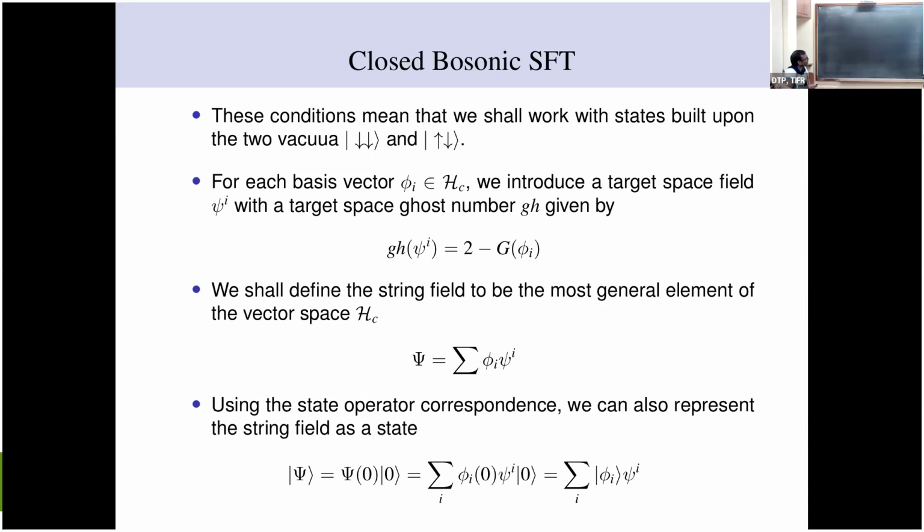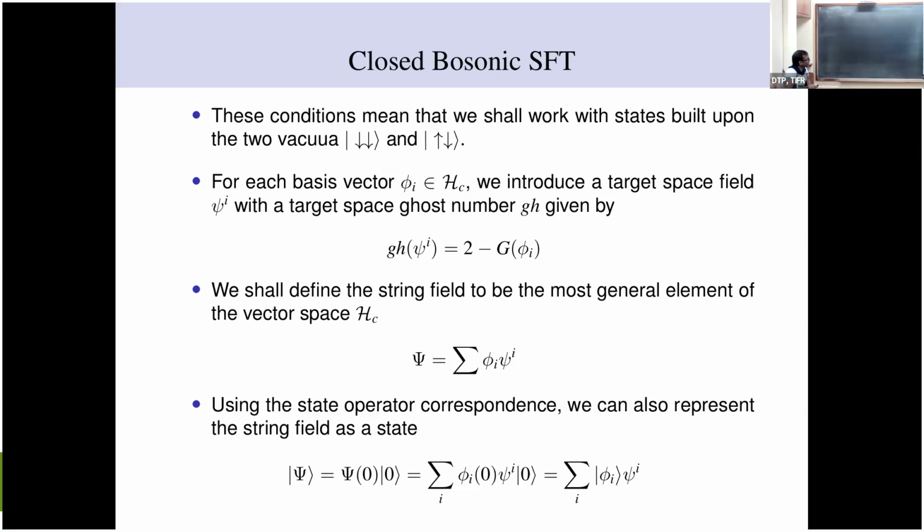Now for each of these basis vectors φ_i, which belong to this restricted Hilbert space H_c, we introduce a target space field ψ_i, and we shall assign a target space ghost number, which we will denote by gh, in this manner. The target space ghost number of this spacetime field ψ_i is defined to be 2 minus the ghost number of the corresponding worldsheet basis vector.